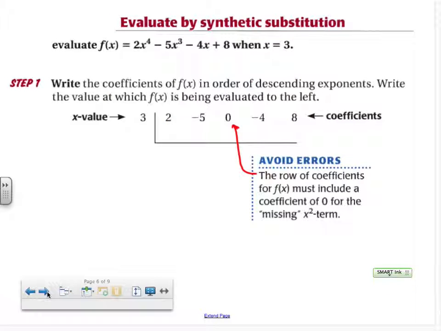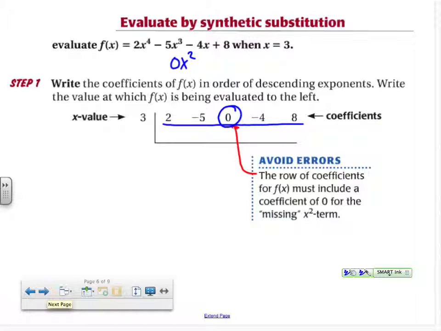synthetic substitution. Again, we're not actually substituting. We're going to just multiply and add and get the same result as substitution. One thing we're going to deal with, we're just going to deal with the coefficients. So your first step, just write your coefficients out. Now keep in mind there's no x squared here, so our coefficient for x squared is actually a 0. If something's missing, you must fill it in.